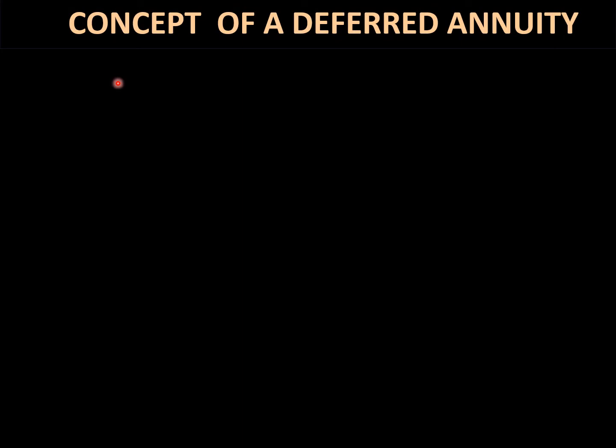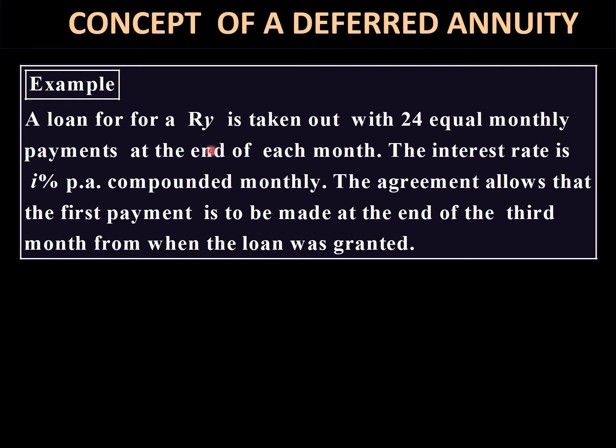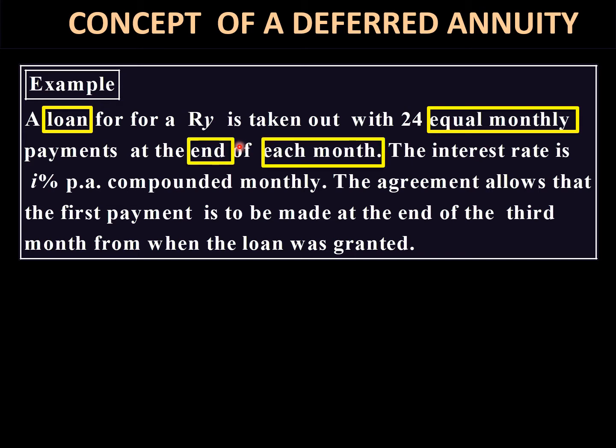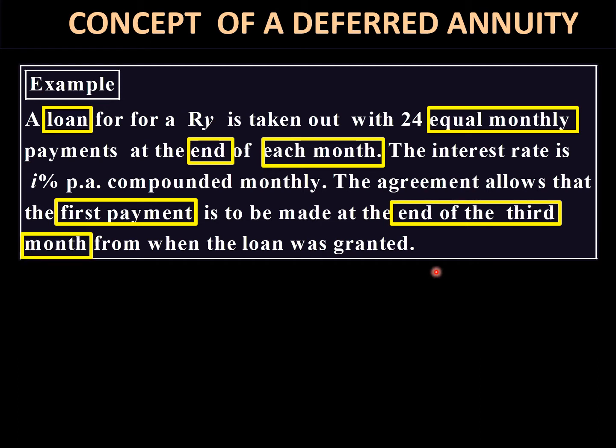Let's use an example to illustrate this concept of a deferred annuity to you. Let's say there's a loan that's taken out, and there's equal monthly payments, and the payments are made at the end of each month. But here, the first payment is not at the end of the first month, but the first payment is at the end of the third month. Okay, so there's a difference. Normally the payment is at the end of the first month, so there is some delay in payment, and here the payment is actually deferred.